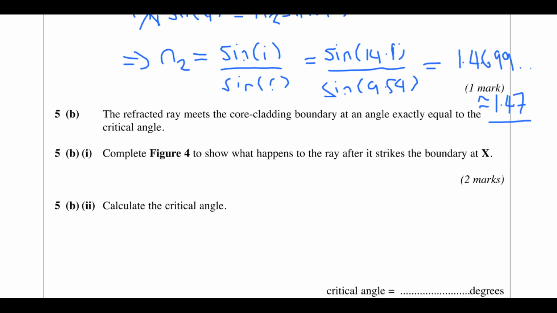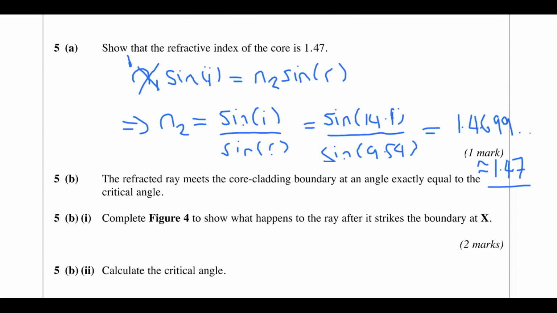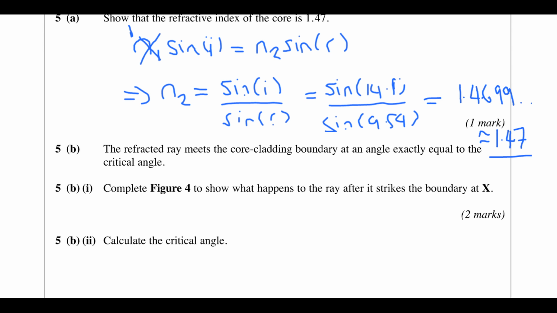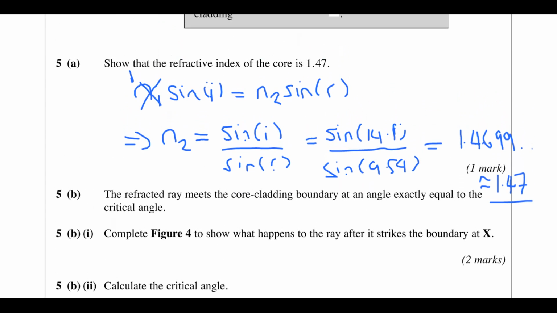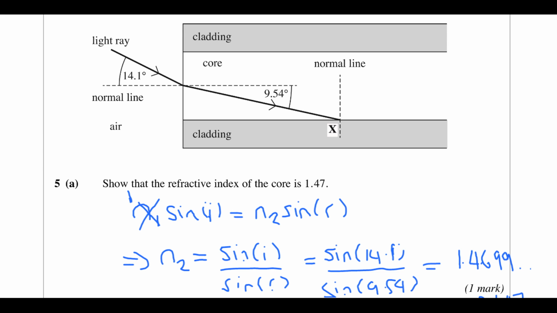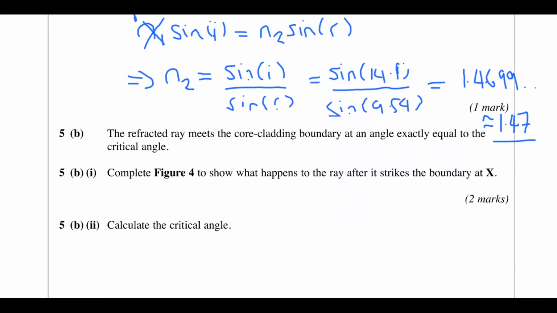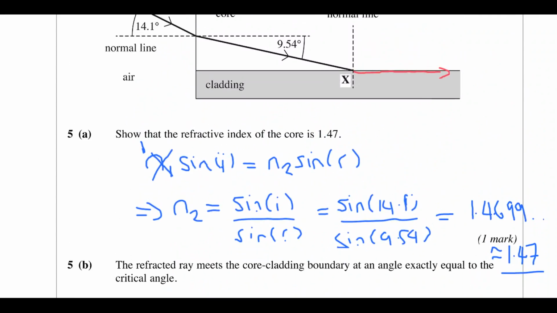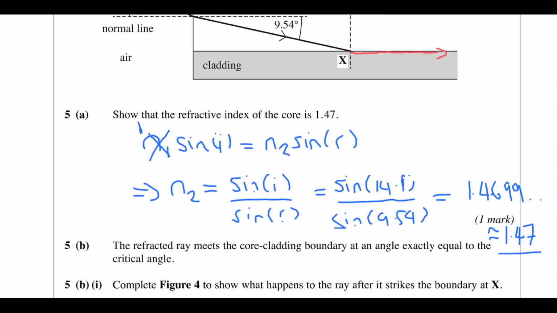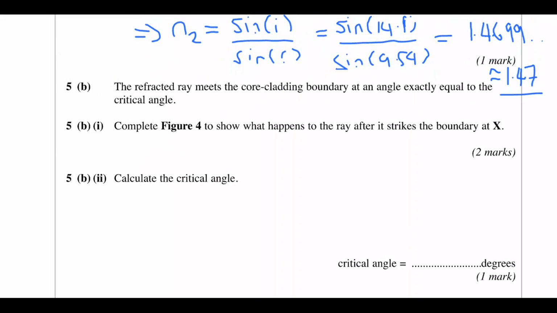The refracted ray meets the core cladding boundary at an angle exactly equal to the critical angle. Complete figure 4 to show what happens after it strikes the boundary. So at the critical angle, the refracted ray just goes along the boundary. So that's what you can see there, it going along the boundary. It's a little bit more wiggly than I intended, but it's supposed to go straight along the boundary. It wants us to calculate what the critical angle is.